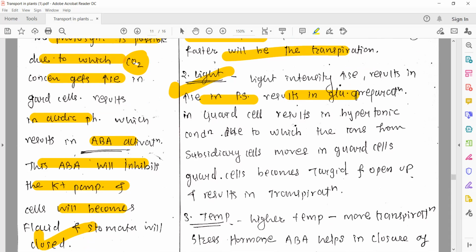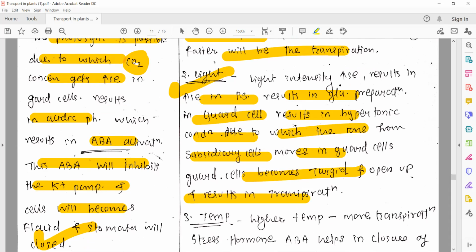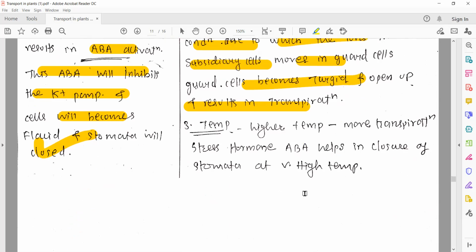You know that during photosynthesis, glucose preparation increases in the guard cells, which results in a hypertonic condition, due to which the ions from the subsidiary cells move into the guard cells, which become turgid and open up, resulting in transpiration. This is the same scenario which I explained right now. Because of this only the guard cell was opening up, right?